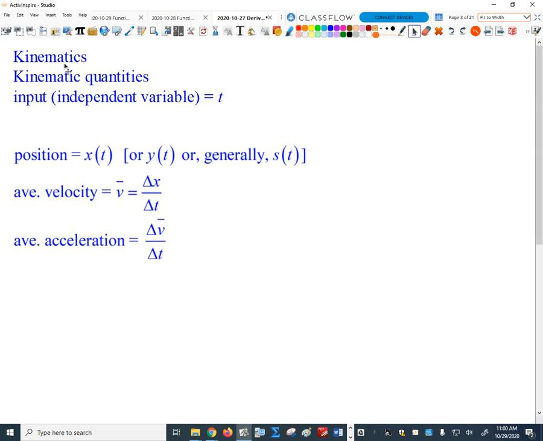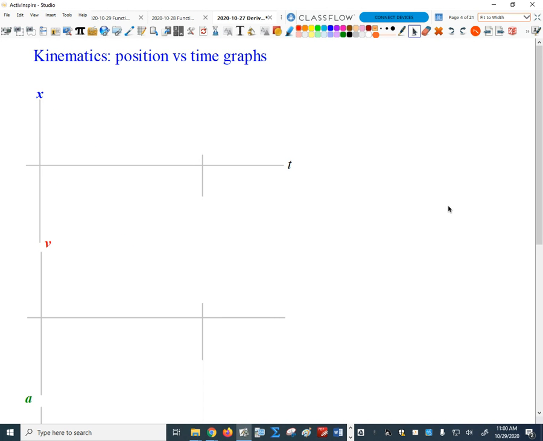Our kinematic quantities are typically position, velocity, acceleration, and then the parameter that's common to all of those functions. The input variable is going to be t. We're going to track the motion of some object with time, and we're going to describe that motion based on these three types of quantities. Okay? So let's start off just telling a story with graphs.